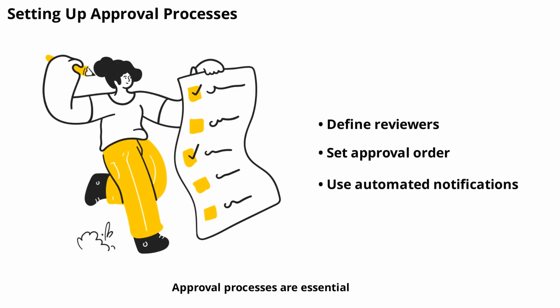Approval processes are essential for maintaining quality and consistency. Define who needs to review content before it goes live. This could be a manager, a peer, or a dedicated editor. Set up approval chains in your knowledge-based software, specifying the order and criteria for each step. Automated notifications can help keep the process moving and ensure nothing slips through the cracks.